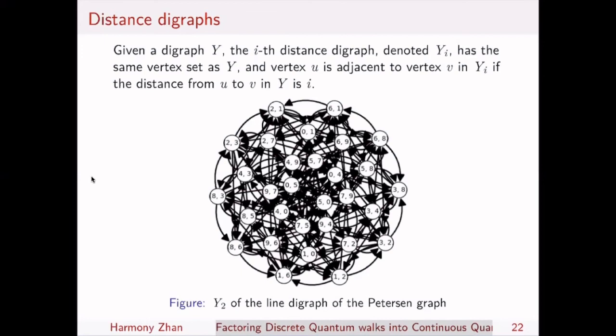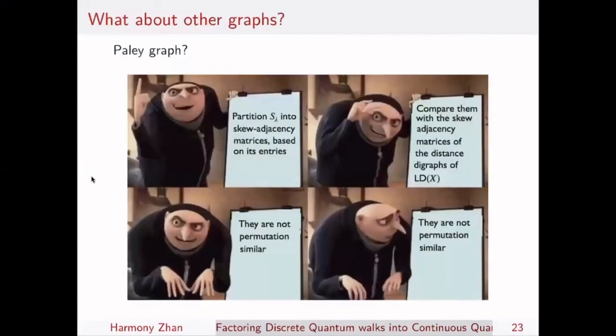Does this result generalize to any strongly regular graph or even distance regular graph? So I don't know, but I have to start with some test, right? So the first test I took was the Paley graph of order 9. And then here's what I do. I'm doing exactly the same thing as before. This graph has 3 eigenvalues, one of which is 1. So I look at S1. Turns out S1 also has 2 different entries. So I can partition them into 2 skew adjacency matrices based on these entries. In that way, I obtain 2 oriented graphs.